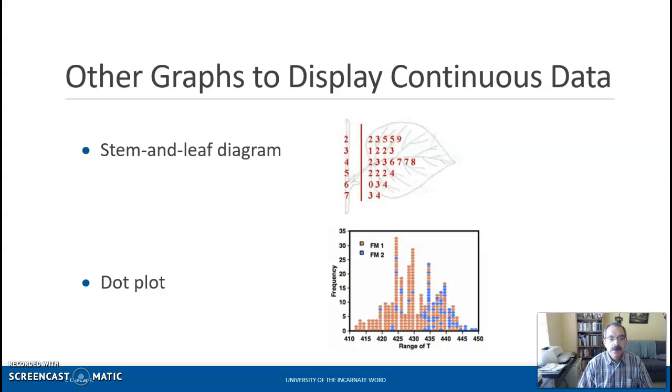This is segment 7 of the Module 2 lecture, and this is to talk about other graphs to display continuous data.